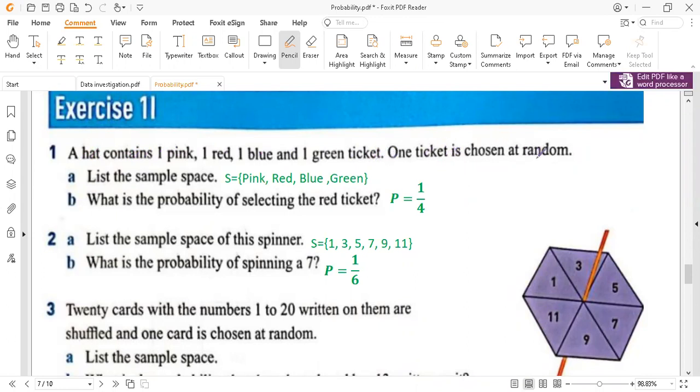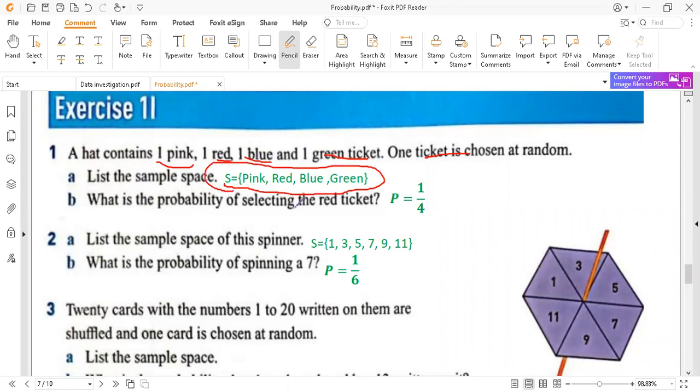So one ticket is chosen at random. What is the list of the sample space? Normally, if we pick one ticket from this hat, all the possible outcomes can be pink, red, blue, green. So the sample space is the set of all these outcomes.